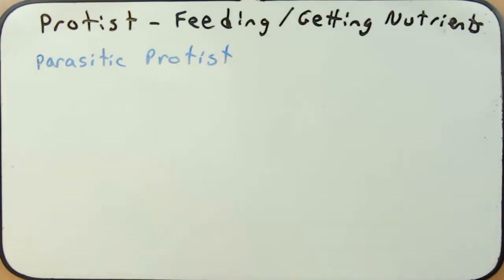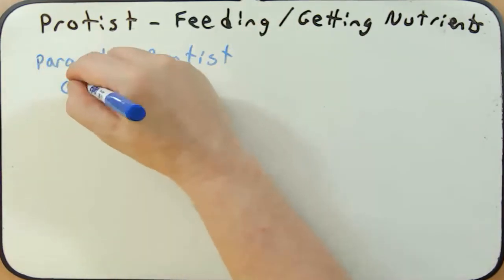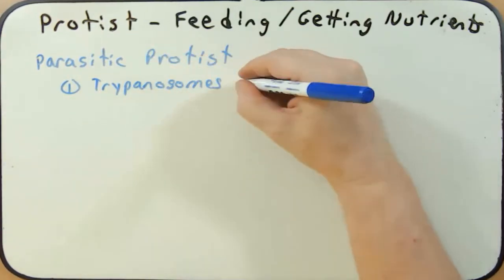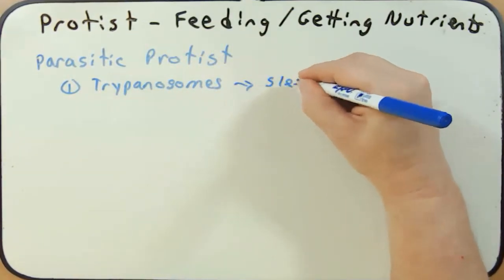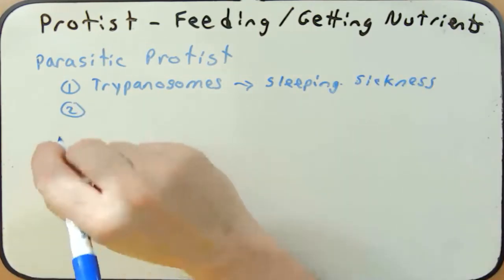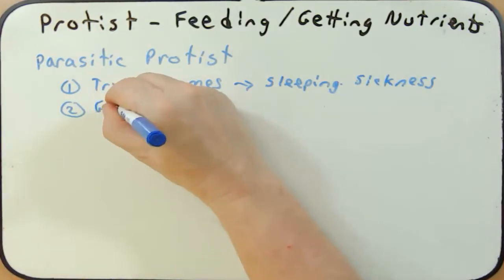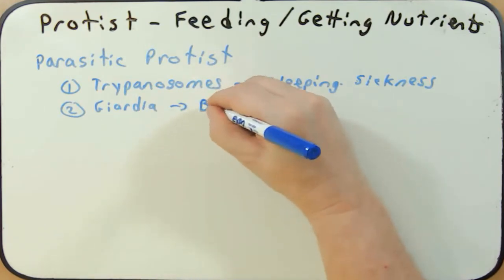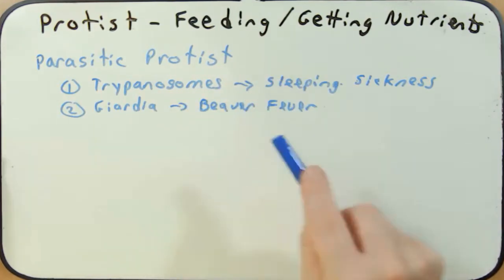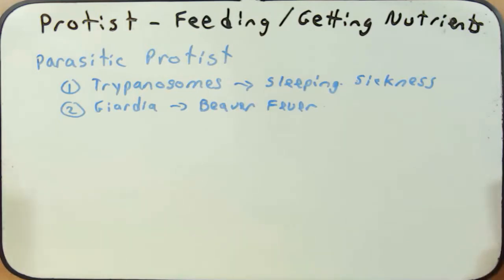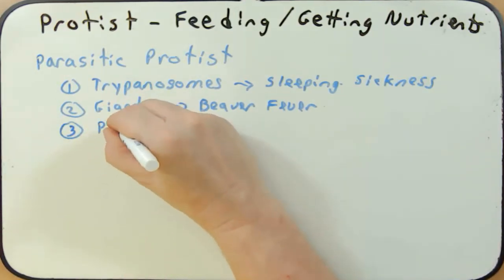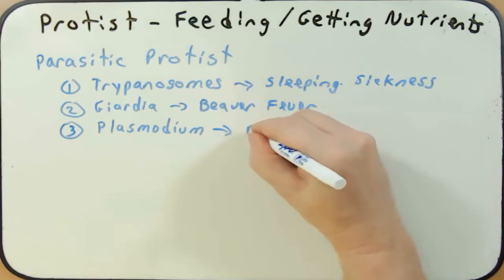Some examples of parasitic protists include trypanosomes, and they're associated with causing sleeping sickness. Another one are the Giardia, which we talked about earlier. And remember, these cause something called beaver fever. The reason we call it beaver fever is because one of the first times that humans came down with this sickness, they got it from drinking water that was contaminated with Giardia that came from beavers. And the third example are some Plasmodium that cause malaria.